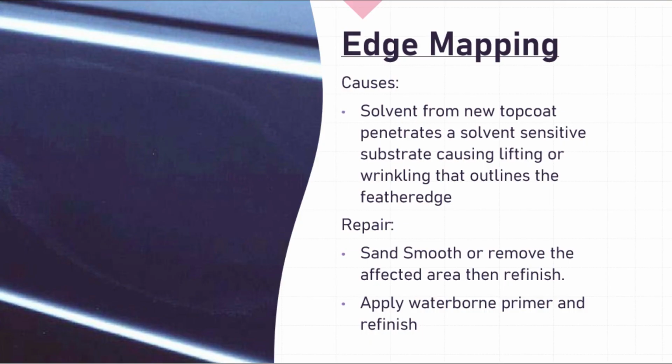Another common paint defect is edge mapping. Cause for this is when solvent from new top coat penetrates a solvent-sensitive substrate, causing lifting or wrinkling that outlines a feather edge. To repair this, you can sand smooth or remove the affected area, then refinish. Or apply waterborne primer and refinish.